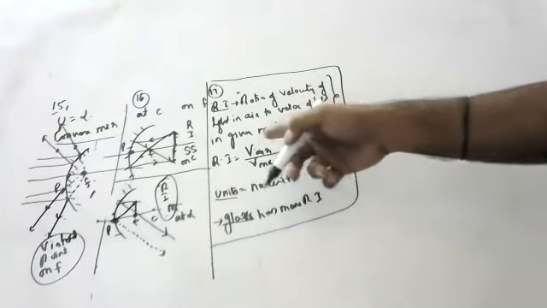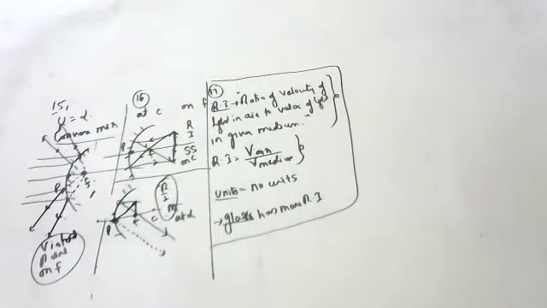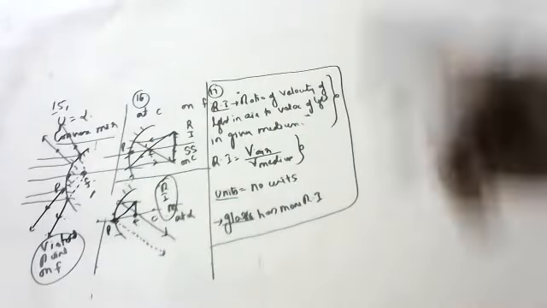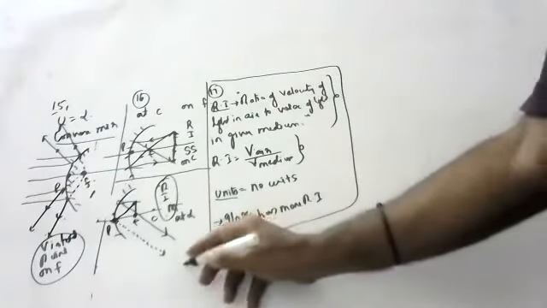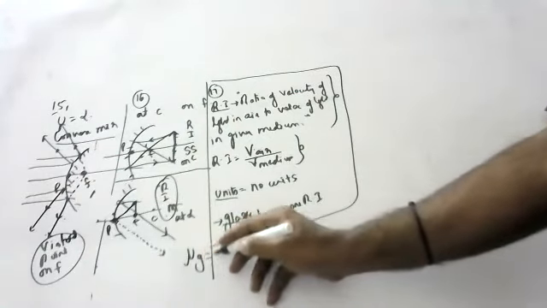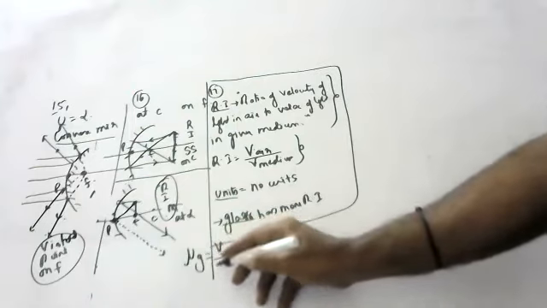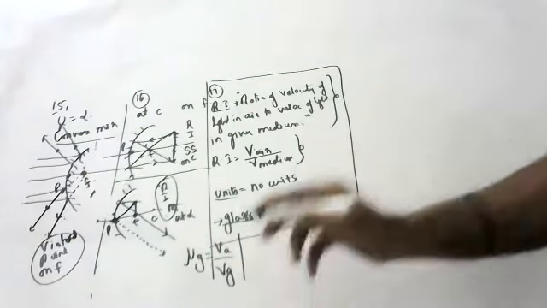Refractive index is the ratio of velocity of light in air to velocity of light in a given medium. Suppose they ask the refractive index of glass, what do you write, children? Velocity of light in air by velocity of light in glass.